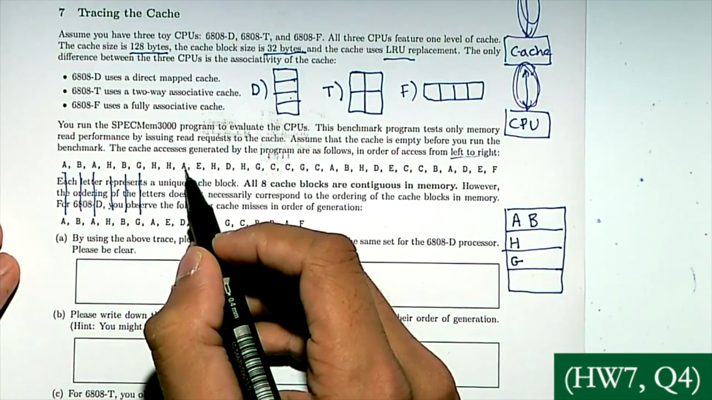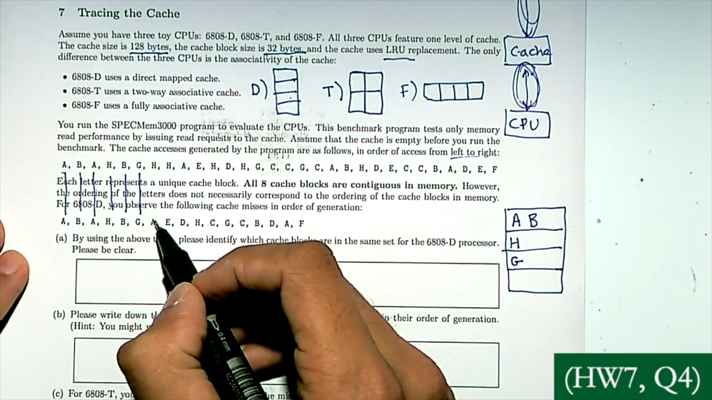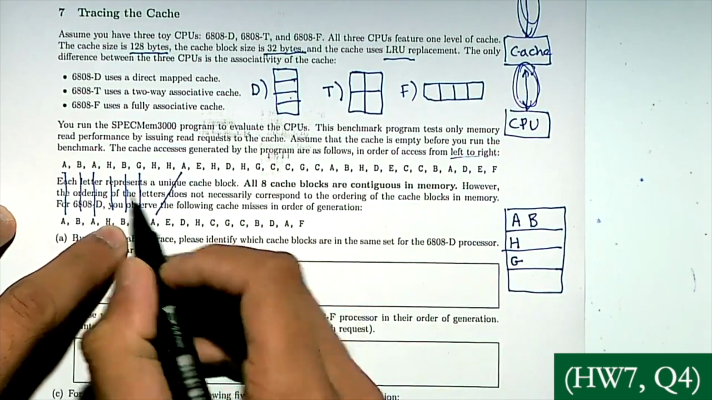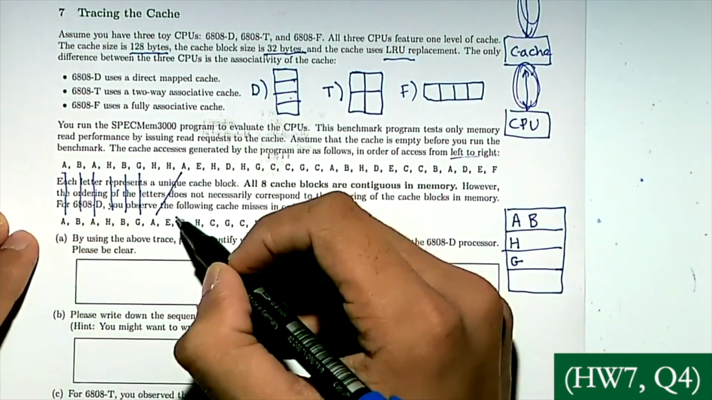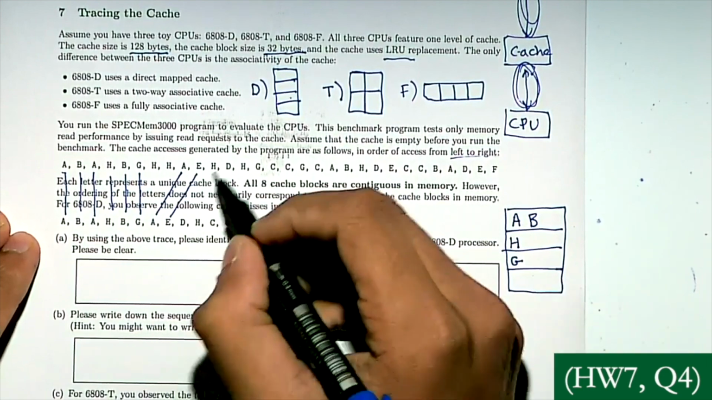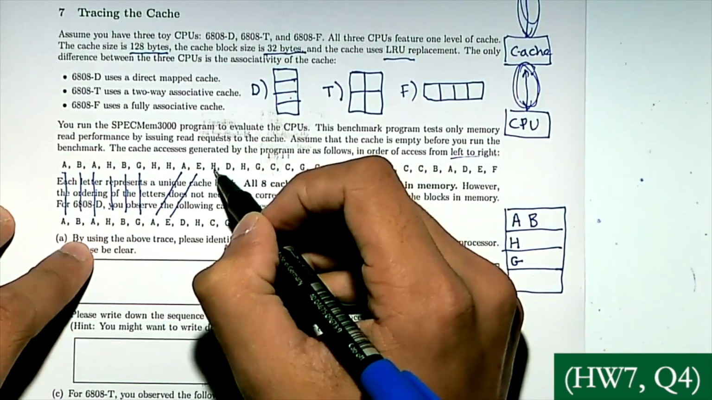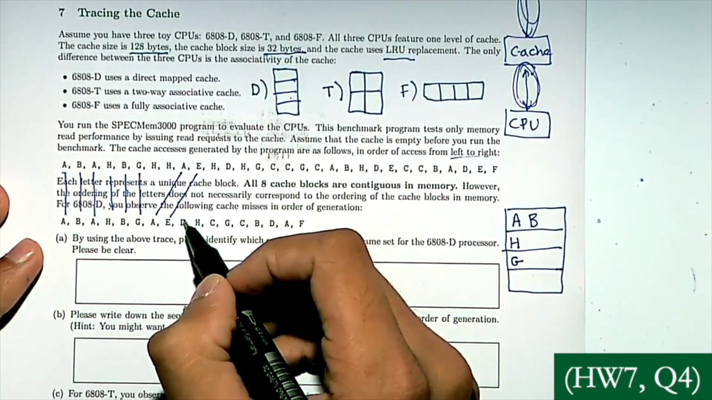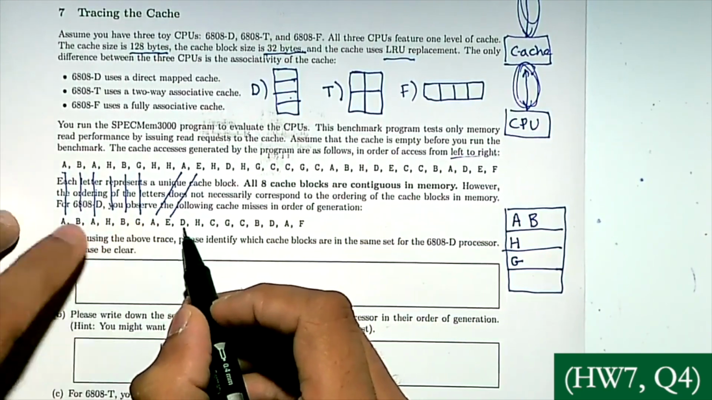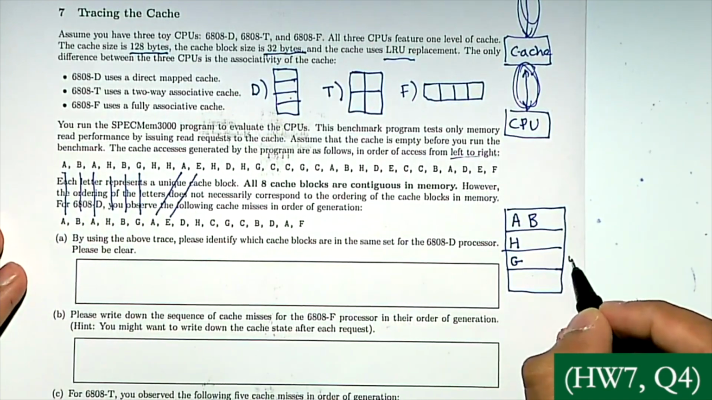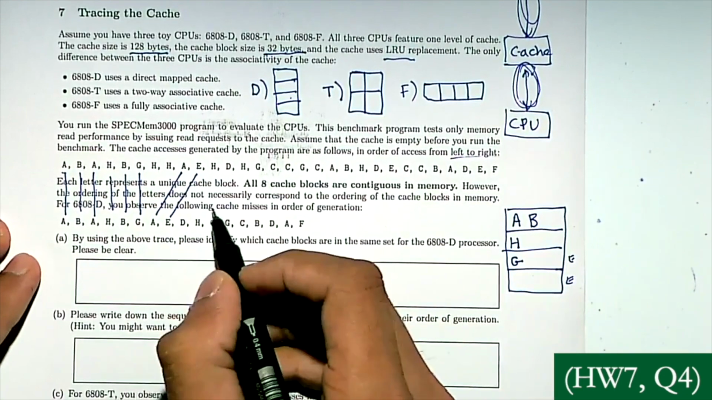Then we bring in A, and A generates a miss, which is true because B was brought in previously to kick it out. So then we have E, and E generates a miss because we haven't seen it, but we don't know where it belongs. Then we try and access H, and H does not generate a miss. The next miss is actually D. So H is still in the cache.